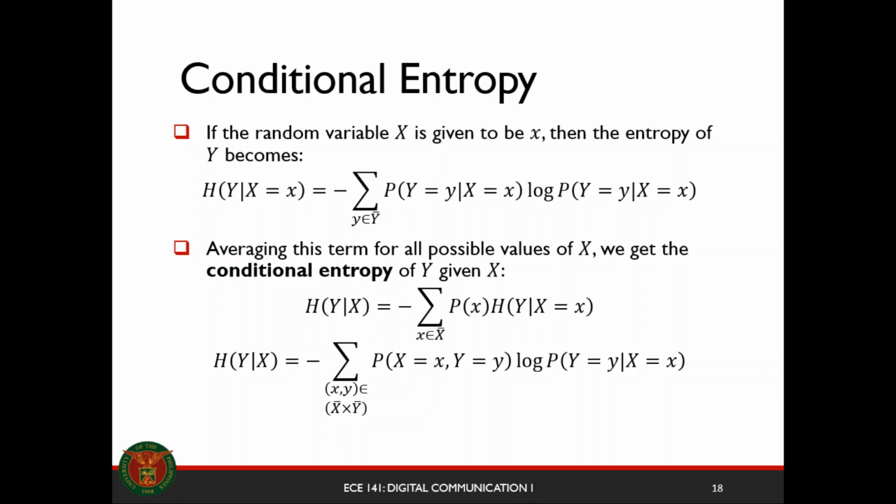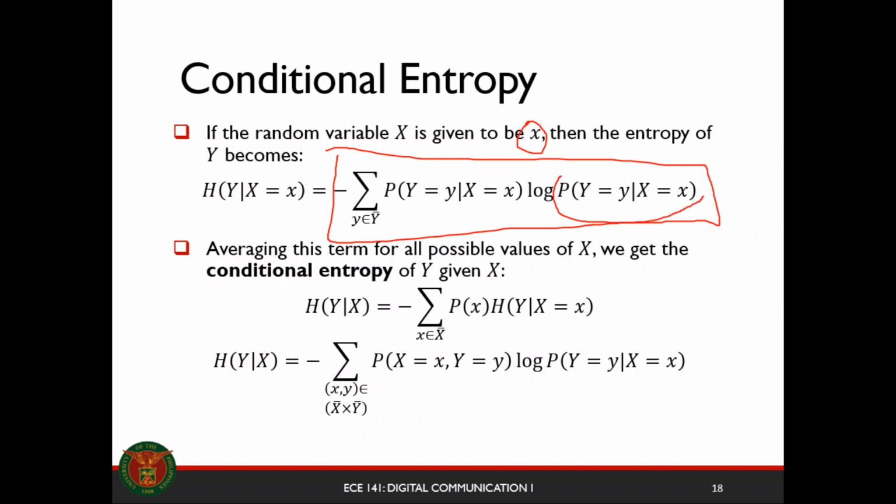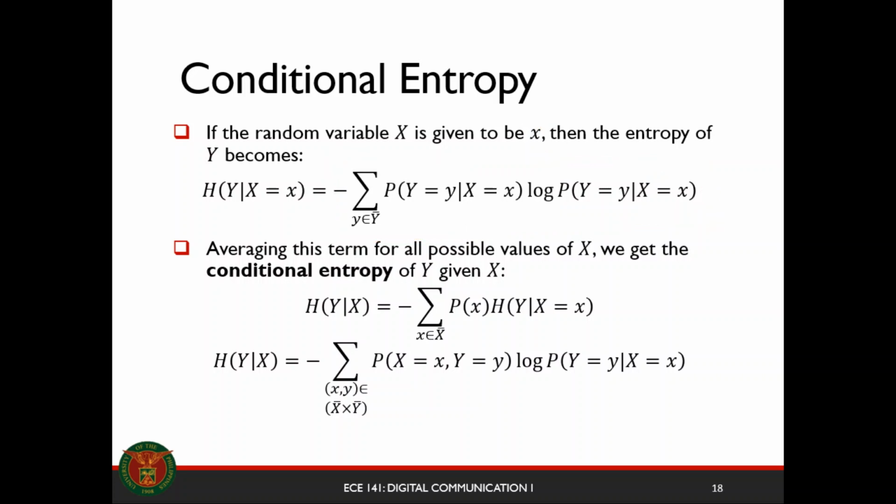So if the random variable x is given to be some x, small x, then the entropy of y given x equals x is basically equal to this. So you get the probability of all the possible outputs y given your single x times the logarithm of the probability. Okay. So if we average this term for all possible values of x, we get the conditional entropy of y given your random variable x.